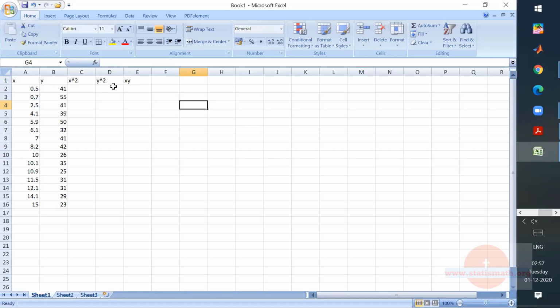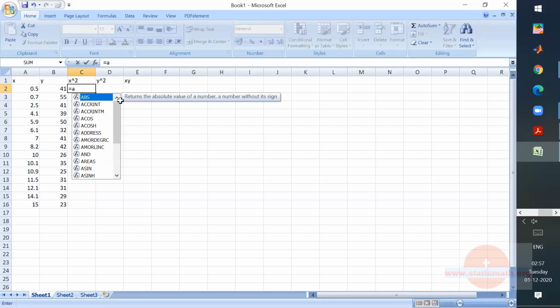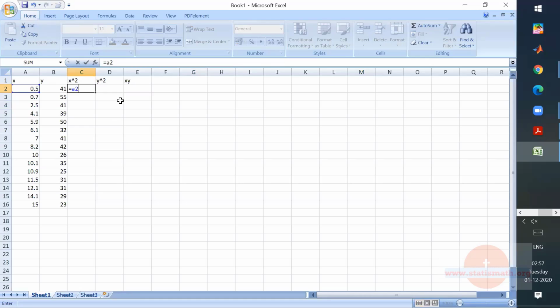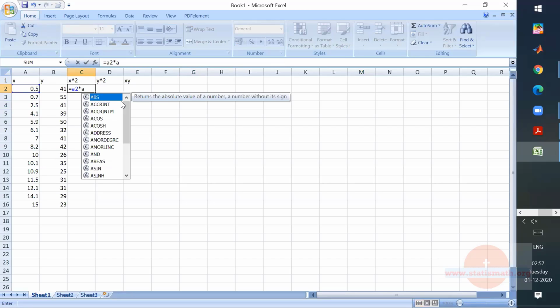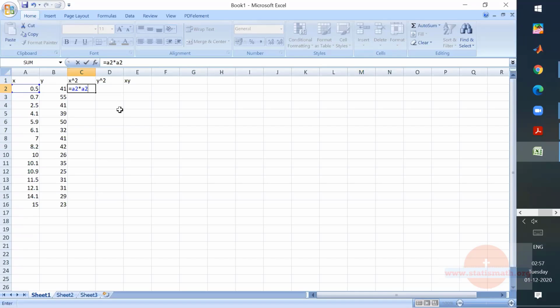Now I'm going to calculate x squared. What is x squared? X squared is x multiplied by x. In the cell, type equals, and the first value is in cell A2. So A2, then star for multiply, and then A2 again. A2 multiplied by A2 will give you x squared. You got it? Yes, sir.